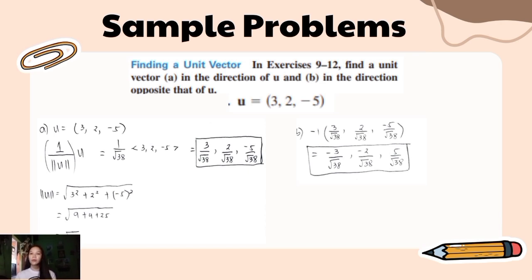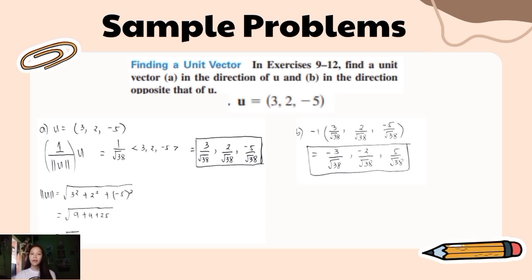So we are just going to multiply 1 over the square root of 38 to the value of u. 1 over the square root of 38 times 3 is equal to 3 over the square root of 38. Then 1 over the square root of 38 times 2 is 2 over the square root of 38. Then -5 times 1 over the square root of 38 gives negative 5 over the square root of 38.